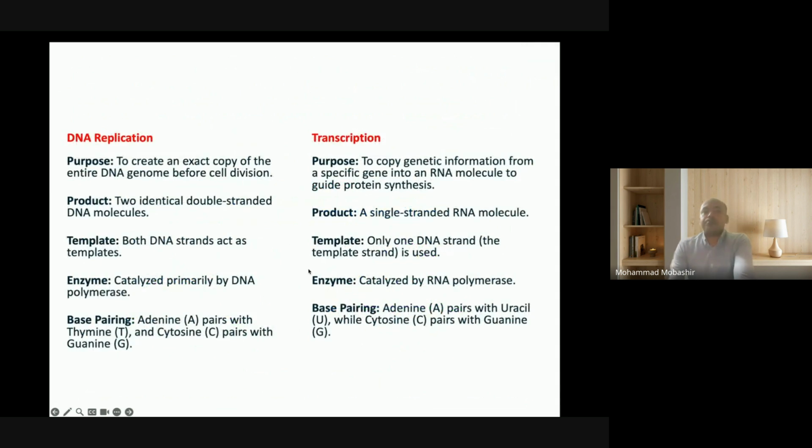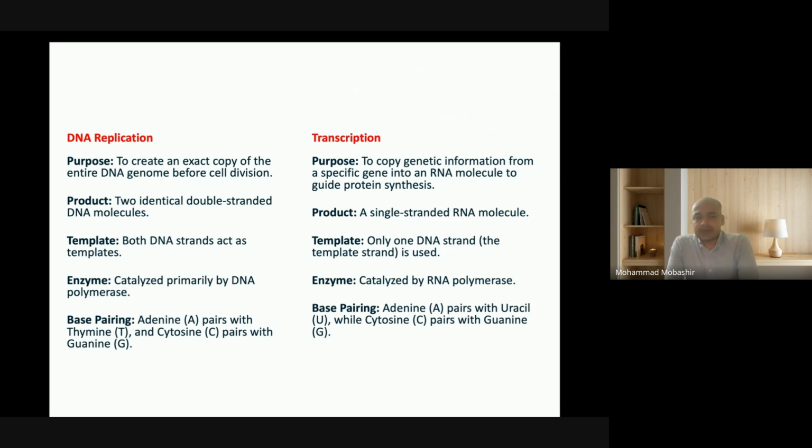Now, the difference at the purpose level. In replication, you create an exact copy of the entire DNA genome before cell division, while in transcription, you copy the genetic information from a specific gene into an RNA molecule to guide protein synthesis. In terms of product, replication produces two identical double-stranded DNA molecules, while transcription forms a single-stranded RNA molecule. In replication, both DNA strands act as templates, while in transcription, only one DNA strand acts as the template.